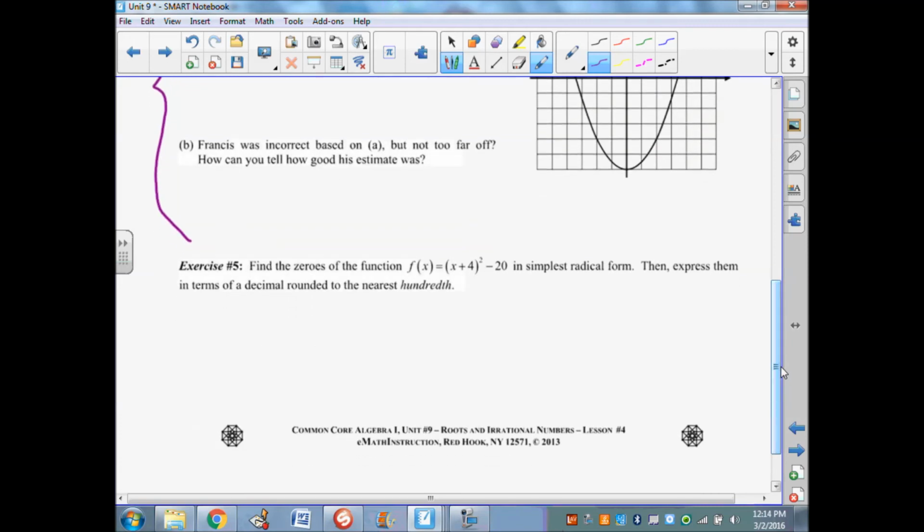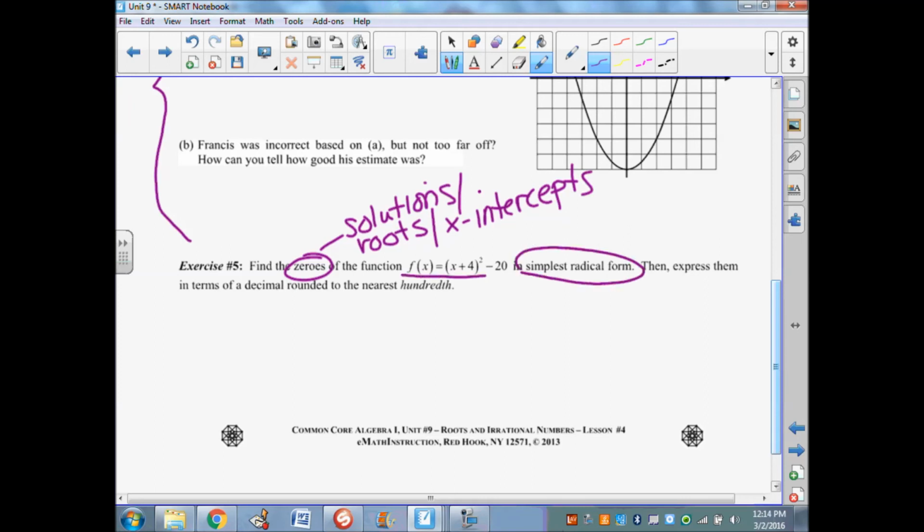Okay, it says find the zeros. So zeros, that's just another word for solutions, roots, x-intercepts. Okay, tons of synonyms here for the same thing. We're given our function, simplest radical form. Those are those 3 key words that we're going to need to take the square root in order to solve this and express them in terms of a decimal, rounded to the nearest hundredth. So that's going to be some calculator work that you're going to do.